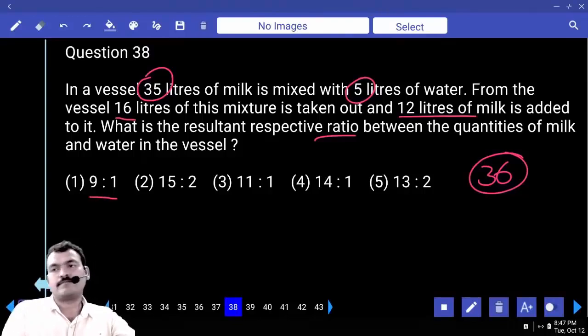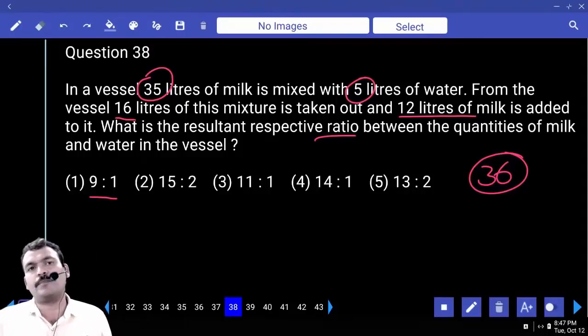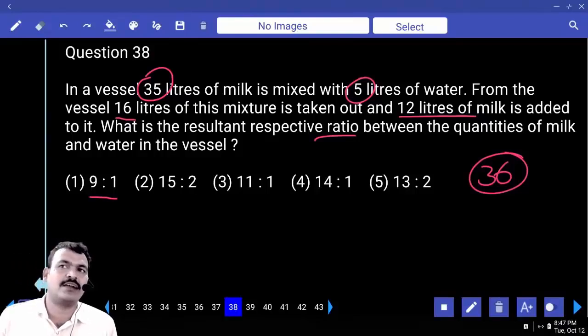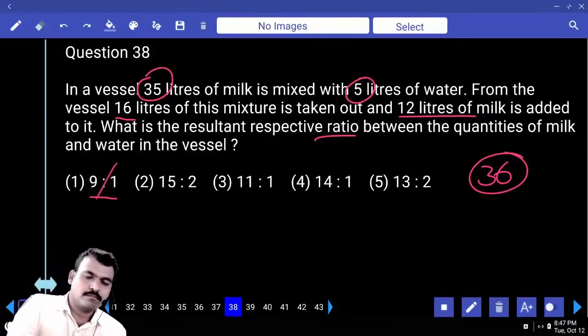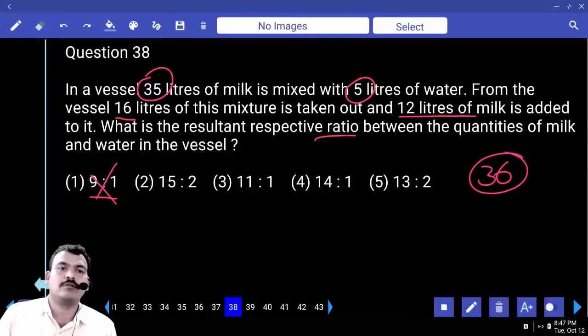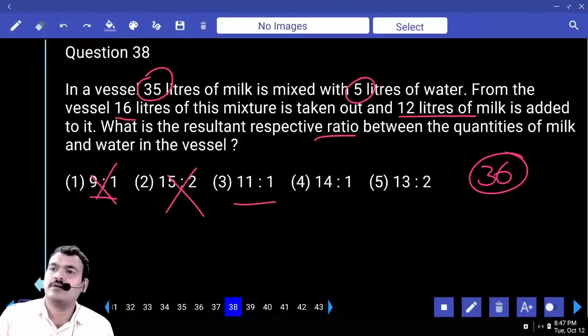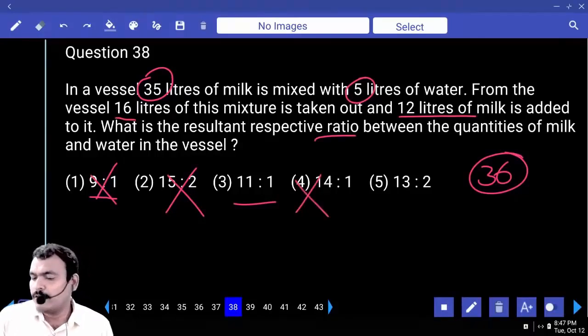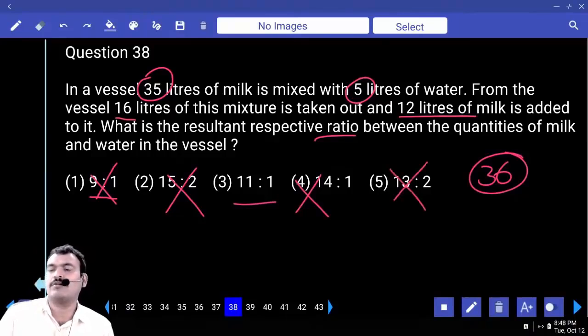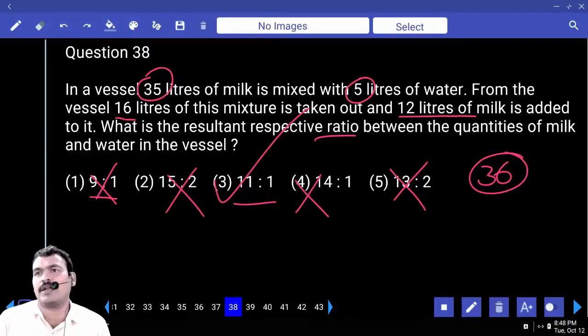What is the first option? 9 is to 1. Total how many parts? 10 parts. 36 is exactly divisible by 10, or not? No. Next, 15 plus 2, 17. 36 is exactly divisible by 17? No. 11 plus 1, 12. 36 is divisible by 12, or not? Yes. Next, 14 plus 1, 15. 36 is divisible by 15, or not? No. Next, 13 plus 2, 15. Not divisible. Obviously the answer is the third one. If we require a ratio, first we need to identify the total quantity, or not. Next.